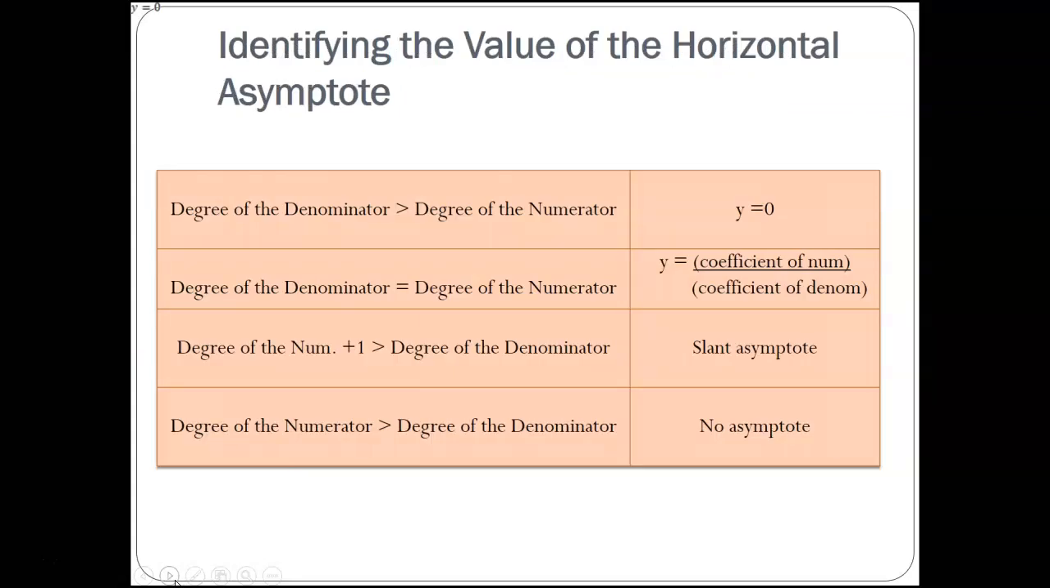So this chart sums up all the different horizontal asymptotes and how they can occur. If the denominator is greater than the numerator by 1, the asymptote is at 0. If their degrees are the same, it's the coefficient. If the numerator is greater than the denominator by 1, it's a slant. And if the numerator is greater than the denominator by anything more than 1, there is none.